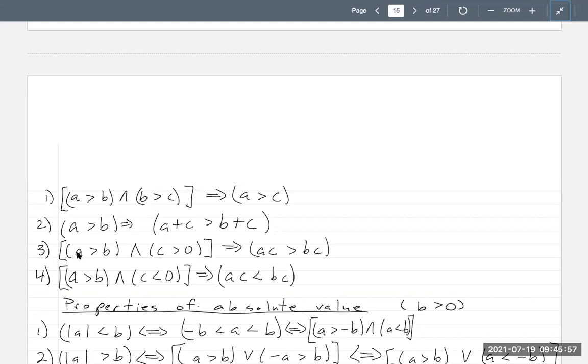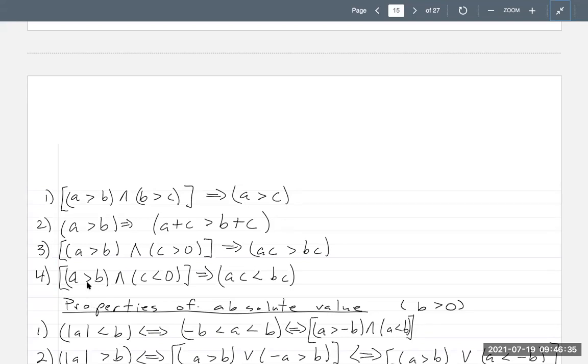Next, if A is greater than B and C is positive, then AC is greater than BC. So if you multiply both sides of an inequality by the same positive constant, then your inequality remains the same. So A could be, let's say, less than B. If A is less than B, then AC would be less than BC, if C, of course, is positive, greater than 0.